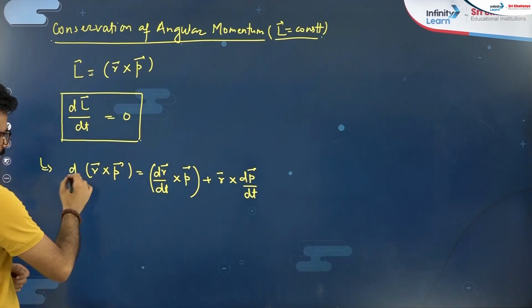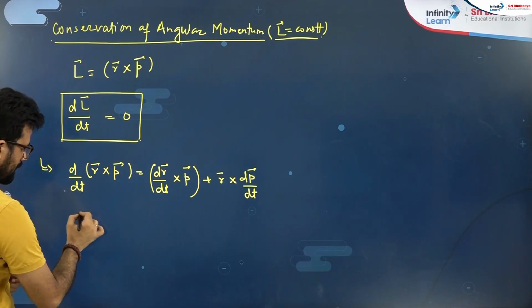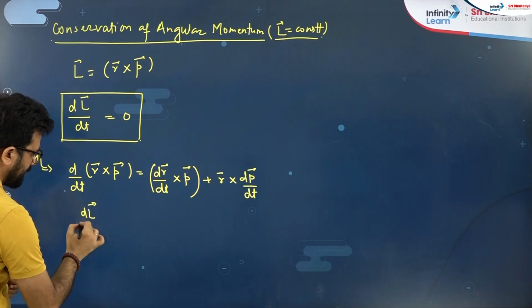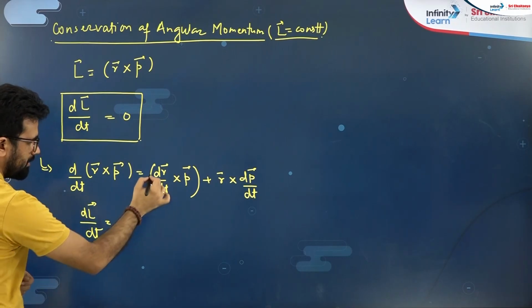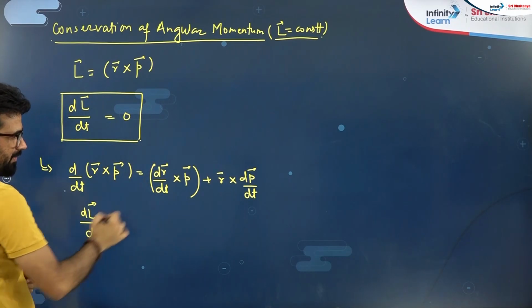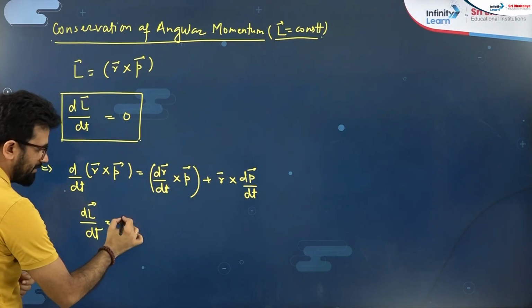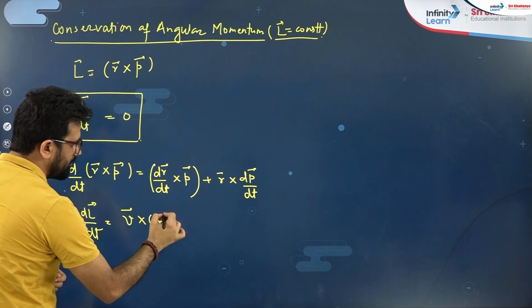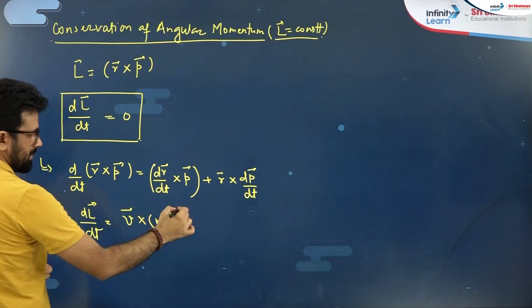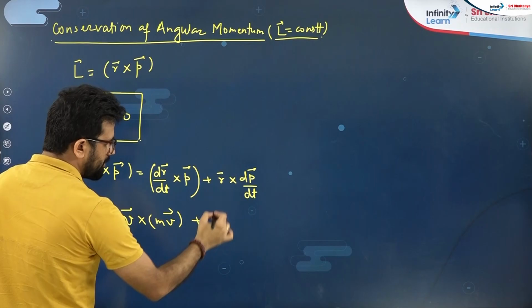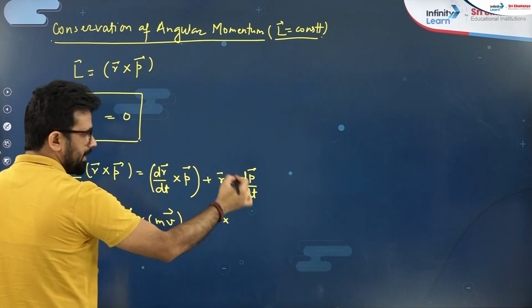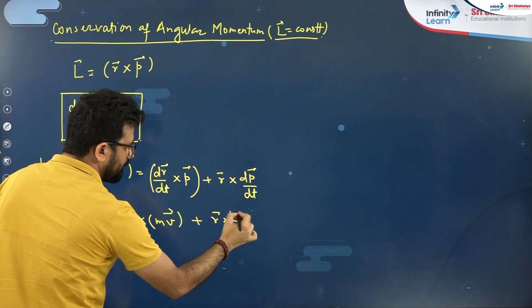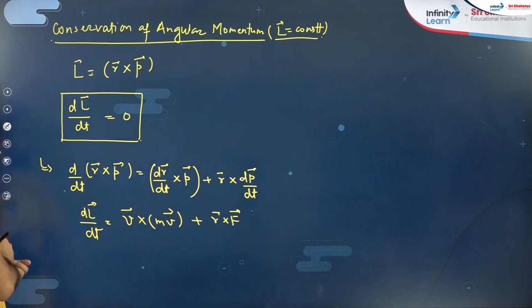Very basic. So from here you can say this is dL over dt, we are writing it, that is equal to dr over dt cross p. We know dr over dt is nothing else but velocity, that is v, and momentum is nothing else but m into v again. This is the first term, and the second term would be r cross dp by dt, everyone knows that is equal to force, dp by dt.